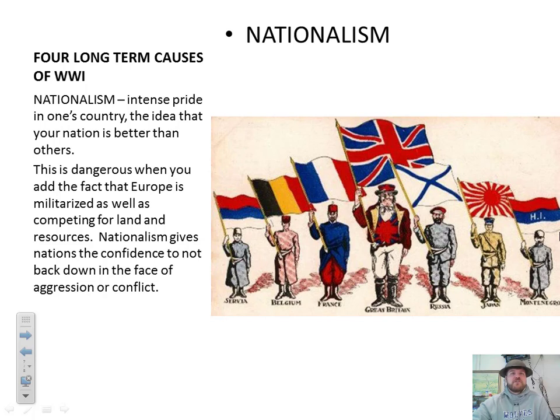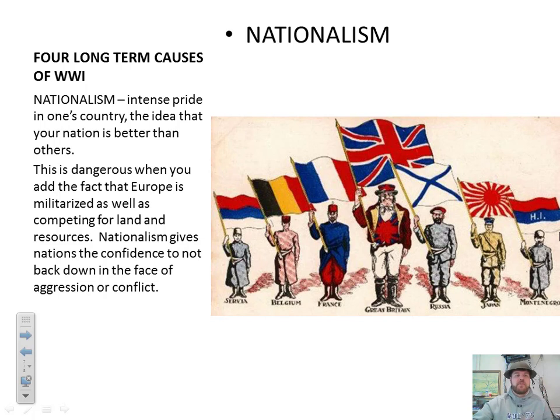The fourth long-term cause of World War I is this idea of nationalism. It's got the word nation right in it. It's this idea that your nation is better than any other nation, this intense pride in one's country. And this is pretty dangerous because when you have an imperialist nation that's looking to expand its borders, a strong militarized nation backing up these imperialist efforts, this is where nationalism kicks in and makes them not really afraid to back down.